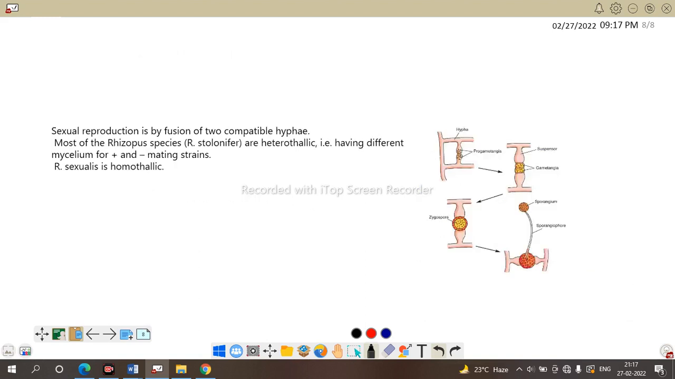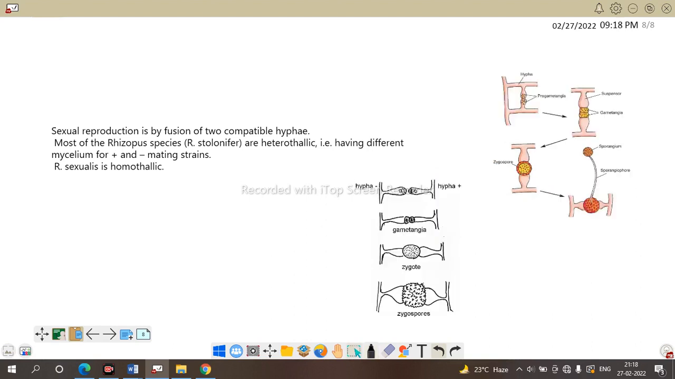Next is sexual reproduction. Sexual reproduction takes place by fusion of two compatible hyphae. Most Rhizopus species are heterothallic, having different mycelium. Mainly there are two different mycelia mentioned as negative and positive strain. Here are the two compatible hyphae. One is from positive strain, another is from negative strain.